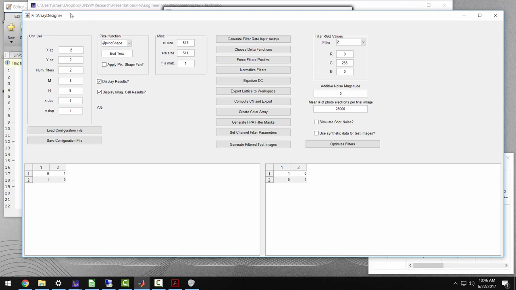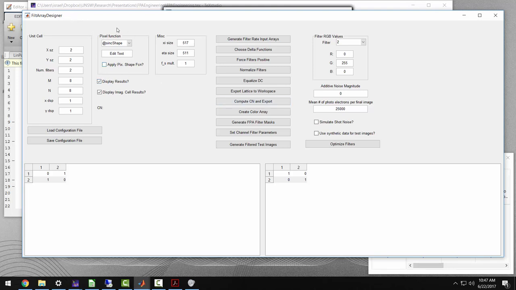So this gives how many unit cells you have over the focal plane array. And this defines the sharpness of your delta-like functions in the Fourier domain. This X DSP and Y DSP, and I'll show you again in a minute, shows a specific unit cell, so you can put in a coordinate of your unit cell, and it will show you the channel structure that's generated from that specific unit cell.